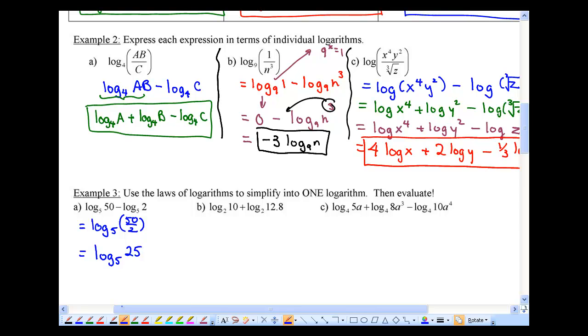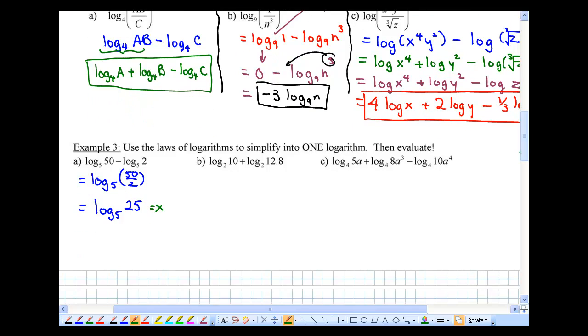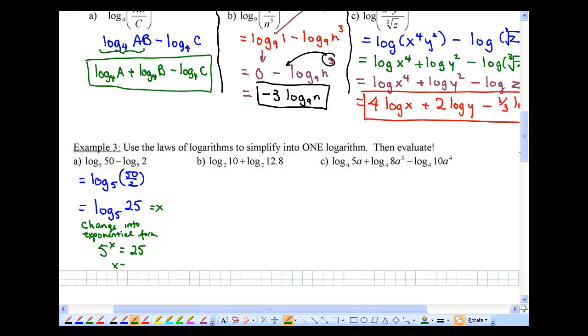Oh yeah, this looks interesting. Remember, one logarithm, maybe I'll call this x. I can change into exponential form, or just know this by heart. Which exponent? 5 raised to what exponent is equal to 25? I think x equals 2. So your answer is just 2. So your expression here just equals 2.